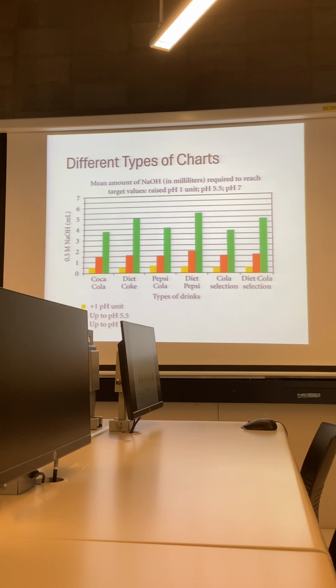Take a look at the chart first. There are a lot of products: Coca-Cola, Coke, Diet Coke, Pepsi Cola, Diet Pepsi, Cola Selection, and Diet Cola Selection. Take a look first.